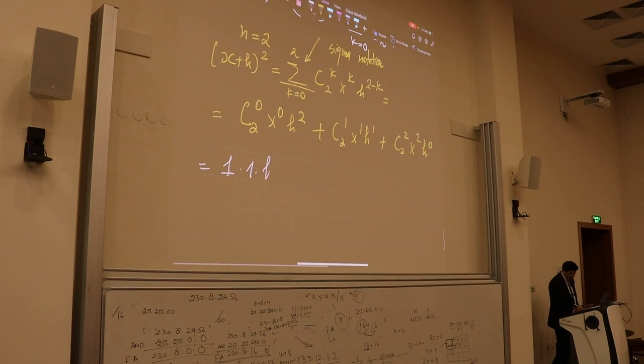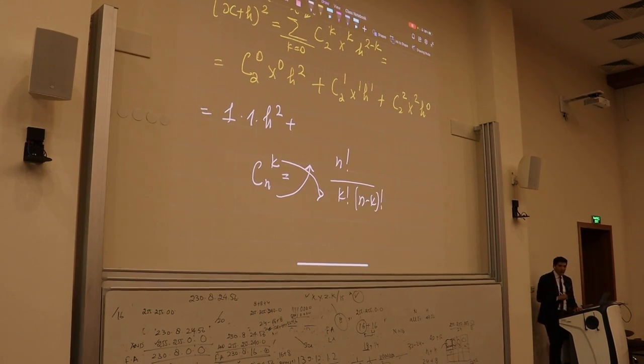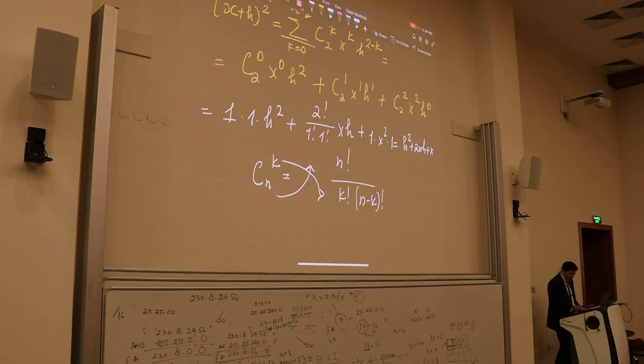times h squared, plus C 2 1. I'm going to remind you what C n k is one more time. So n goes up, k goes down, right? Then I just need to also multiply this by the difference of n and k, in factorials. Okay? This is going to be equal to 2 goes up, 1 goes down, then 1 goes down. So x to the power of 1, h, plus, C 2 2 is also 1. x squared times 1. It is going to be h squared plus 2xh plus x to the power of 2. Okay? Which indeed is true.